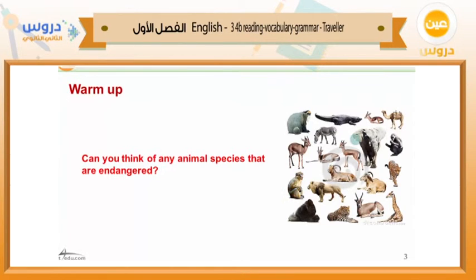If you take a look at this picture, you see too many different animals, animals that live in Saudi Arabia. Maybe you can see the camel, you can see a deer, you can see also maybe some wild animals, maybe you can see also a goat, a sheep, and other animals. Some of the animals that are in some other countries are endangered. So can you think of an animal species that are endangered?